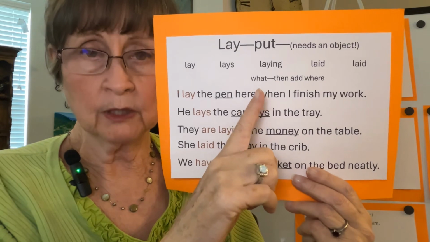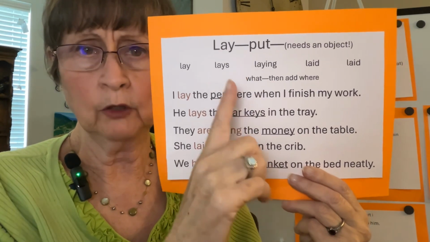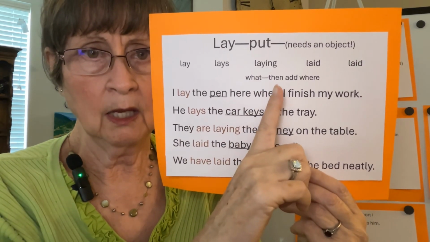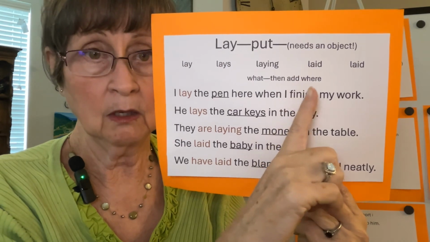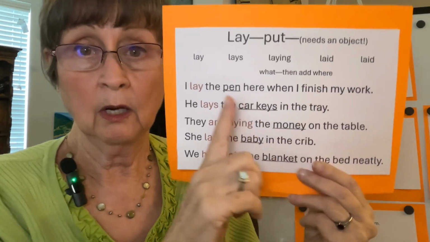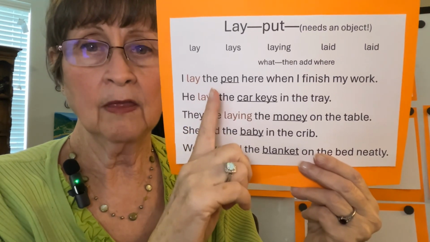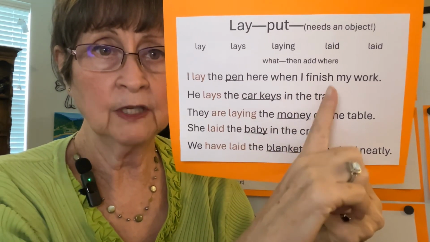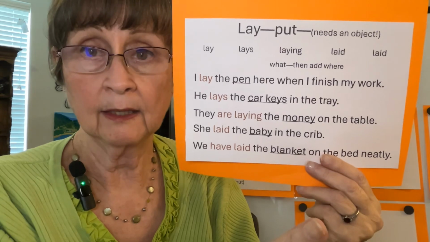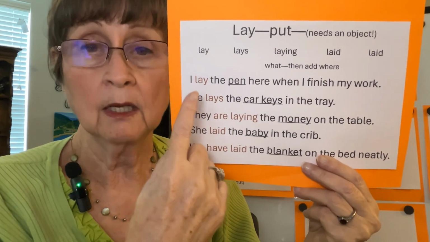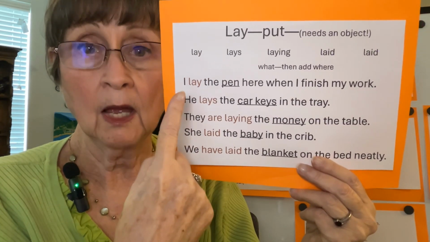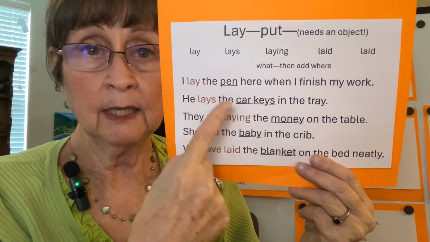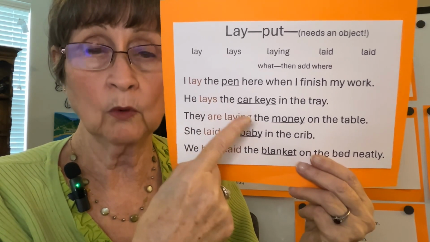And it has an object that answers the question what, could be who, but it's usually what, and then maybe where. I lay the pen here when I finish my work every day. So this is present. It's first form.